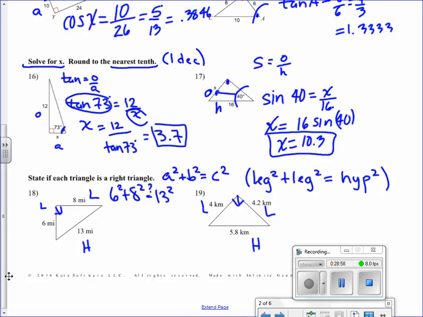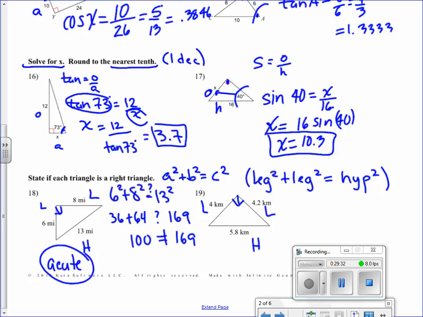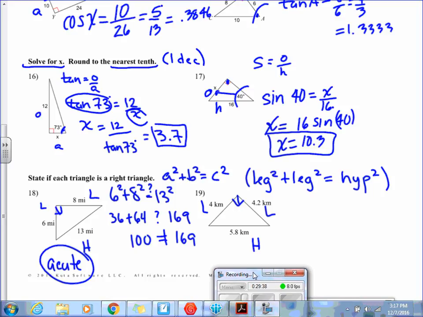So I'm going to do the math on the left. 6 squared is 36, 8 squared is 64, and this equals 169. 36 plus 64 is 100, and 100 is not equal to 169. In fact, it's less than 169. So not only is this not a right triangle, it is an acute triangle. However, the question didn't ask for that. They just wanted to know if it was a right triangle. But I'm going to write down here that it's acute, just because that's a good review question.